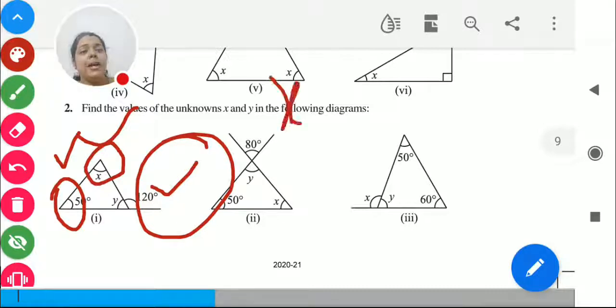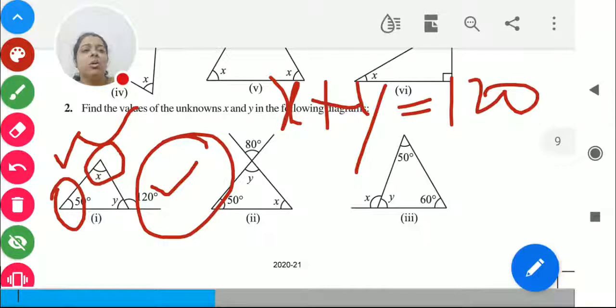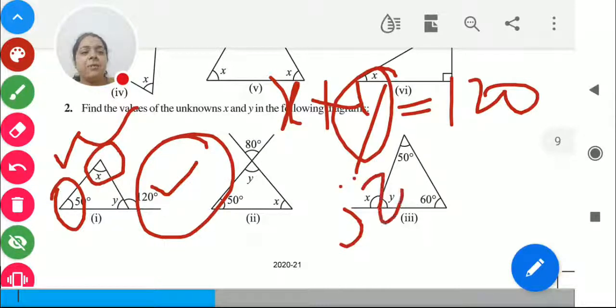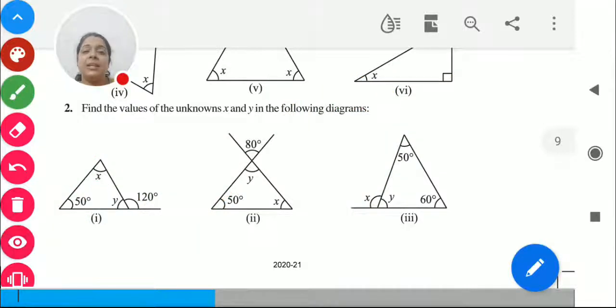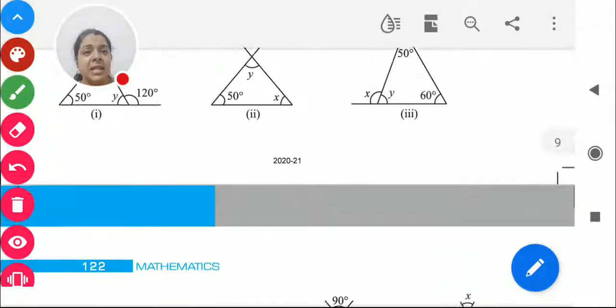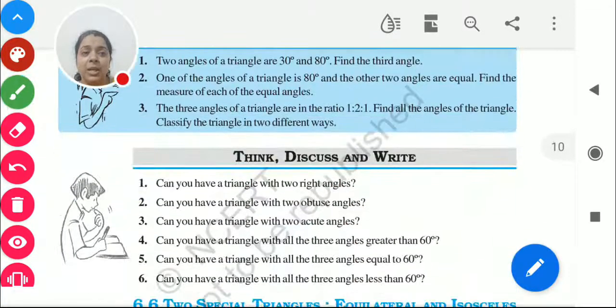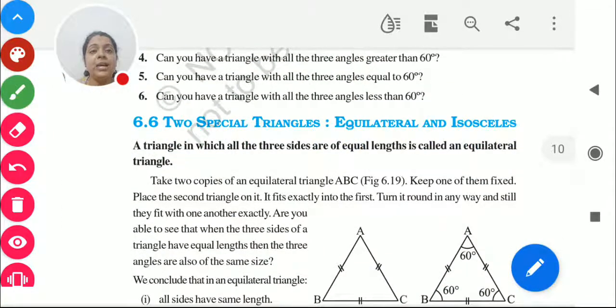How come? x plus y is equal to 120. So instead of y, it should be 50. So x plus 50 is equal to 120. So you're easily able to find the answer. Now please let me know, do you still have any doubt in exercise 6.3? If no, then definitely we'll go for the next exercise, which is actually based on the sides.